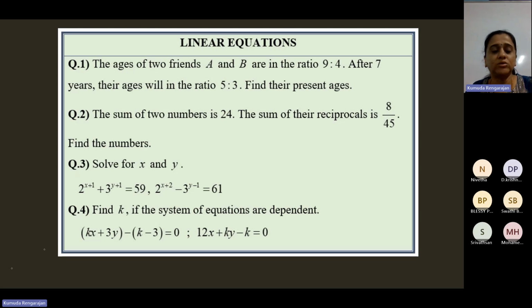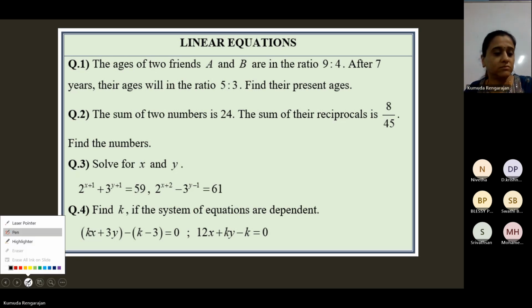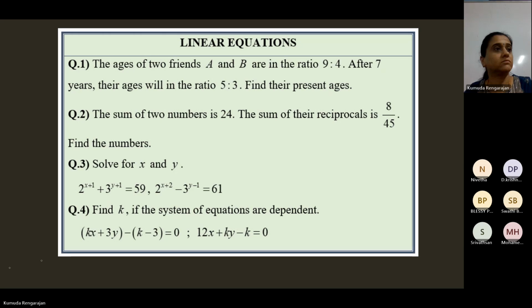What are the values of x and y? Third one. Online students, answer for question number 3. Anybody? Finished or no? No, okay.